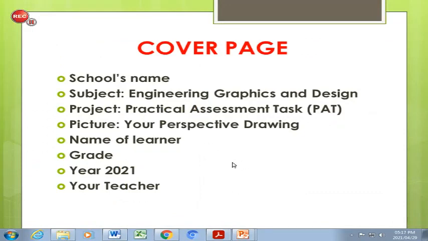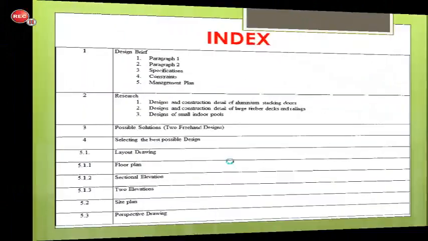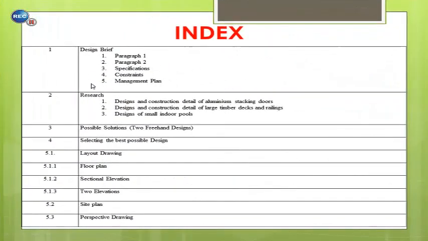the next item in your PAT, second to the cover page, will be your index page, where the entire PAT is being introduced, and it starts with your design brief, your scenario and design brief, where you have paragraph 1 and paragraph 2, your specifications, your constraints, your management plan, your research, and the three components which you need to do research on. Then your possible solutions with your freehand drawings, your freehand designs, the selection of the best possible design, your layout drawings, which would be your floor plan, your section elevation, your two other additional elevations, your site plan, which you have in your instructional manual, which must be copied, and finally 5.3, which would be your perspective drawing, which we spoke about. All of these things would be part of your index page.